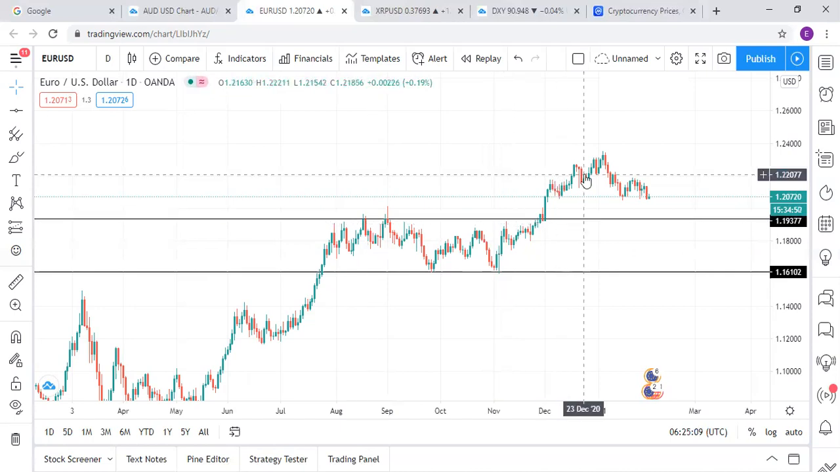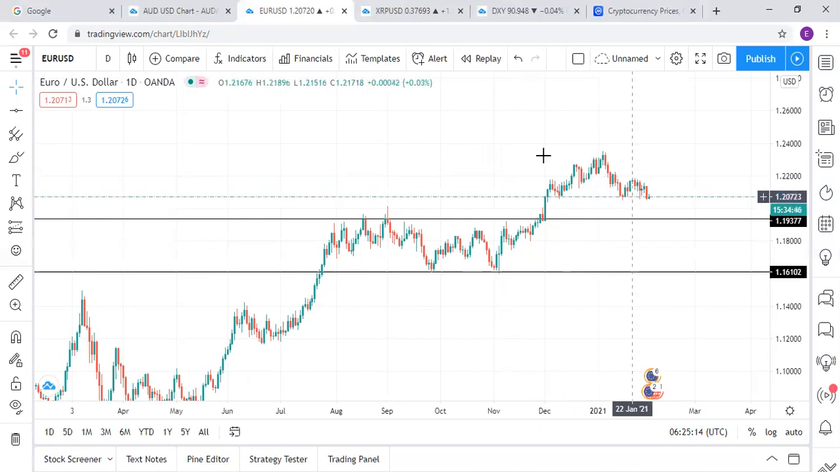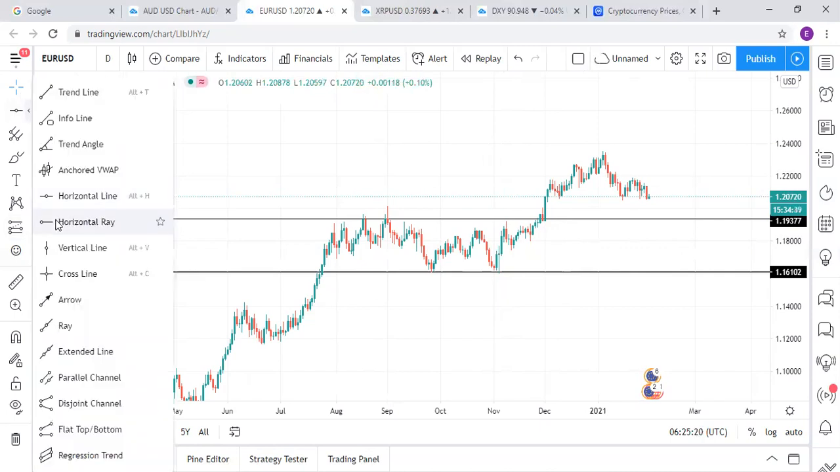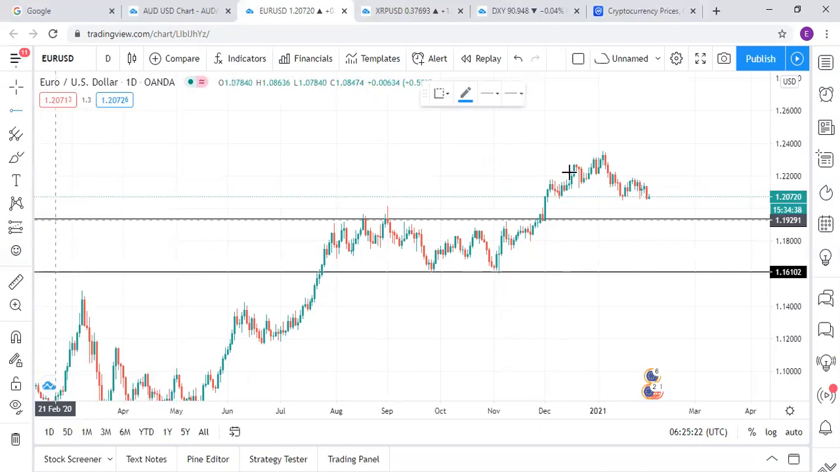So we need to be looking at two scenarios for this market. Like I said, the reason why I normally come to the higher time frame is for me to have a better picture of what is happening in the market.